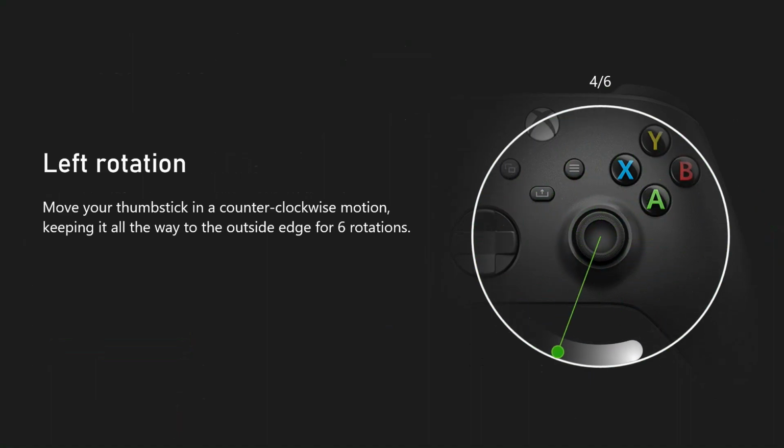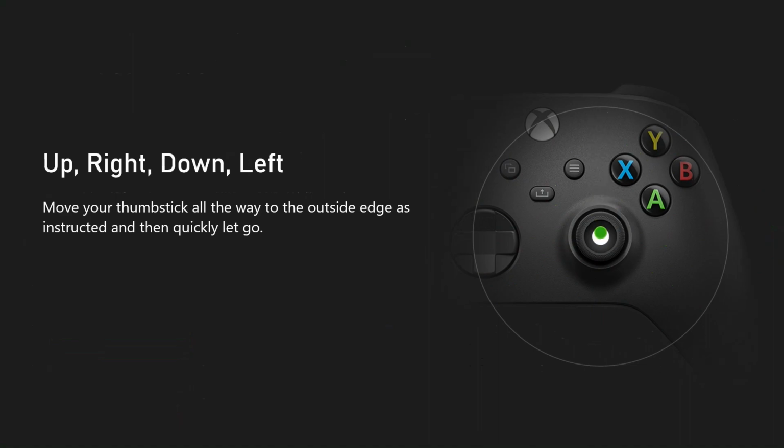So we got a couple more times. And if you do make a mistake, your controller will actually start vibrating, kind of telling you like, hey, pay attention. Then it's going to ask you to push up, right, left, and down. And then the calibration is complete.